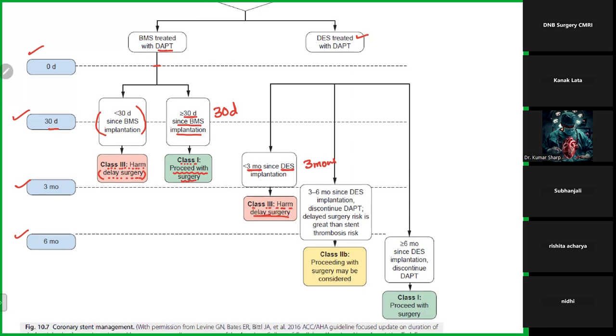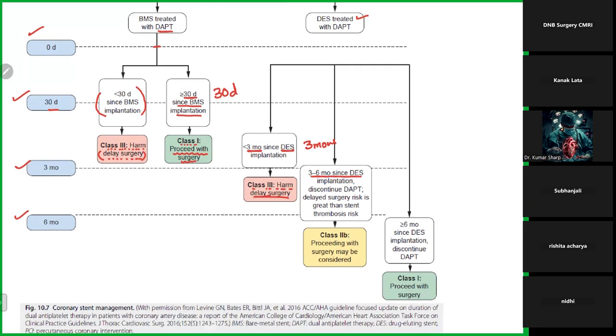Between 3 to 6 months since the drug-eluting stent implantation, you can discontinue dual antiplatelet therapy only in cases where delaying the surgery is a much greater risk than the stent thrombosis risk which you are going to give to the patient on stopping the DAPT. So you have to balance out the individual patient assessment with the cardiologist, with the doctors of anesthesia, and the surgical team itself. Therefore, it becomes a class 2B indication. Proceeding with surgery may be considered.